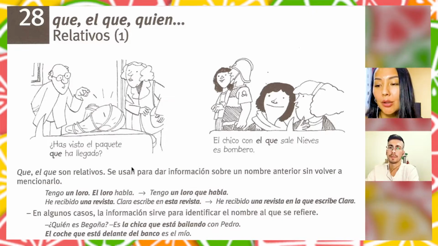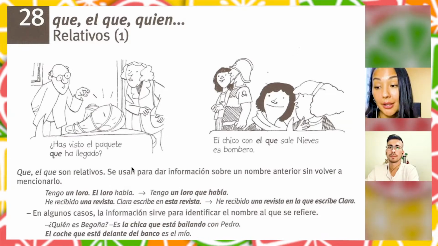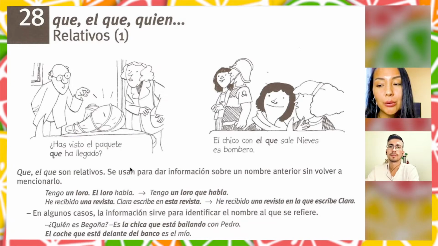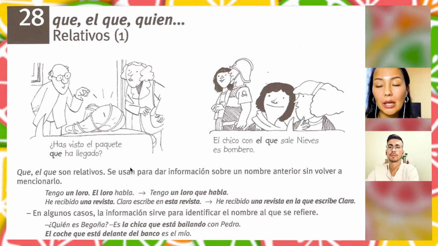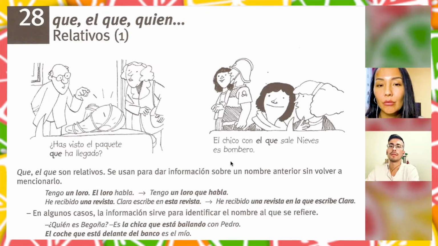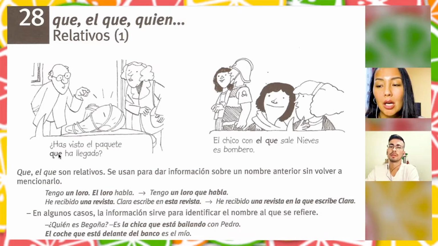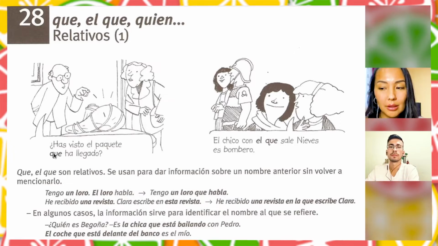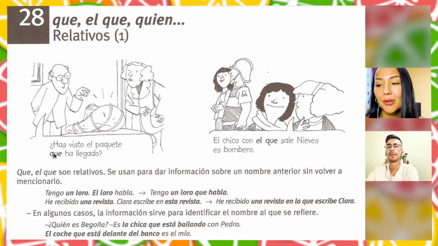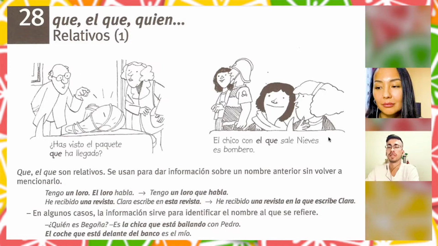Let me remind you that with professions in Spanish, we do not use any articles. And why do we say el que here? Because he's a boy? Yes, we use el que for persons. We don't use que with persons. And if the person is a lady, we say la que. For example, la chica con la que sale Héctor.